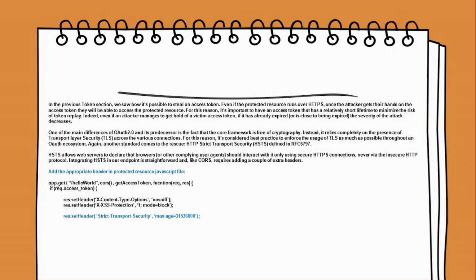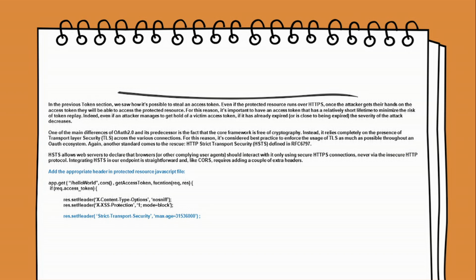One of the main differences between OAuth and its predecessor is the fact that the core framework is free of cryptography. Instead, it relies completely on the presence of TLS across the various connections. For this reason, it is considered best practice to enforce the usage of TLS as much as possible throughout an OAuth ecosystem. Yeah, we need to introduce as much transport layer security as possible in the OAuth ecosystem, like when we are communicating some message from one party to another.